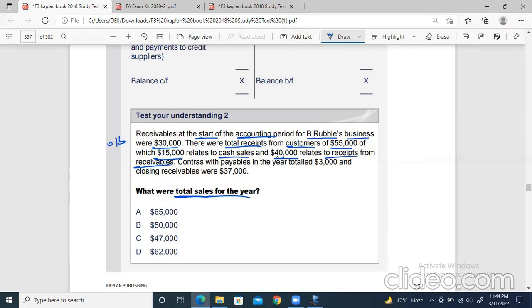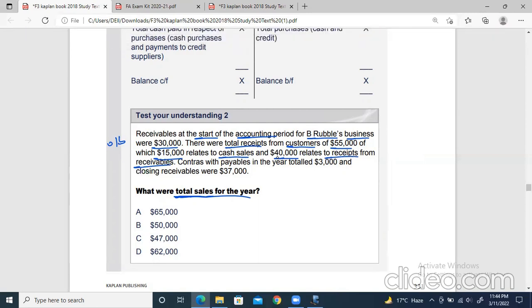So now we know that the receivables account only relates to the credit ones, right? We will only include the credit cash received here. You can see the cash sales are 15,000 and the receivables receipt is 40,000, so we'll include this 40,000, not this 15,000. I'll tell you what we'll do with this 15,000 because receivables only relates to credit sales. Contra is also written here, 3,000, and the closing receivable balance is 37,000.